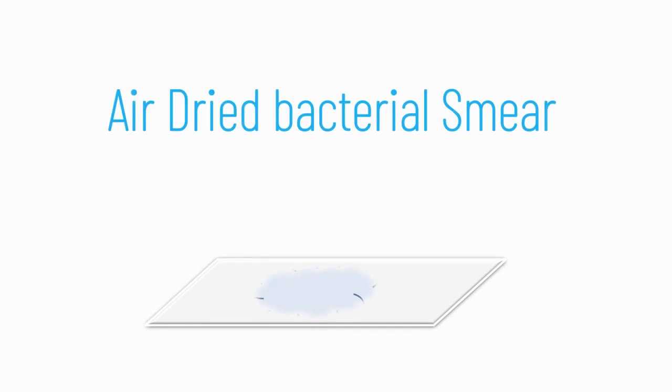Slowly spread the sample to make a thin film. The size of the film should be about 1 cm in diameter. Avoid any actions that would splatter droplets of the sample into the surrounding area. Prior to heat fixing, smears should be allowed to air dry completely within the biological safety cabinet. It may take a few minutes for the slide to completely dry out.